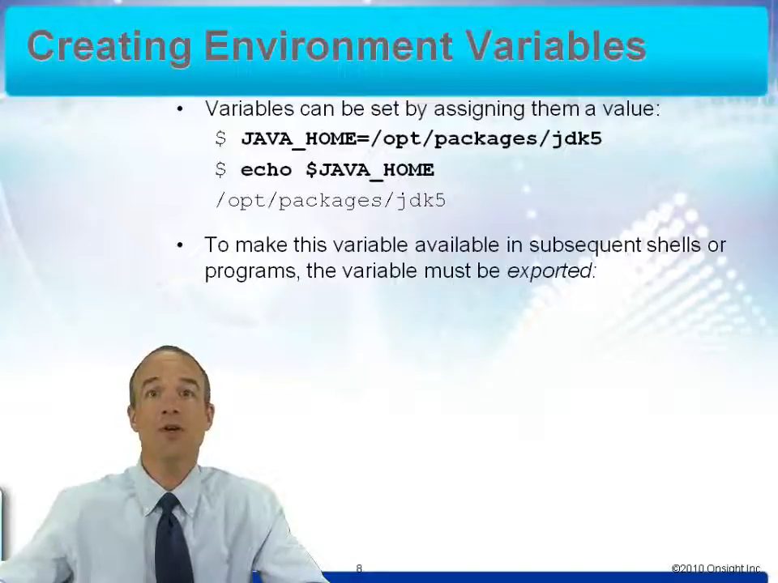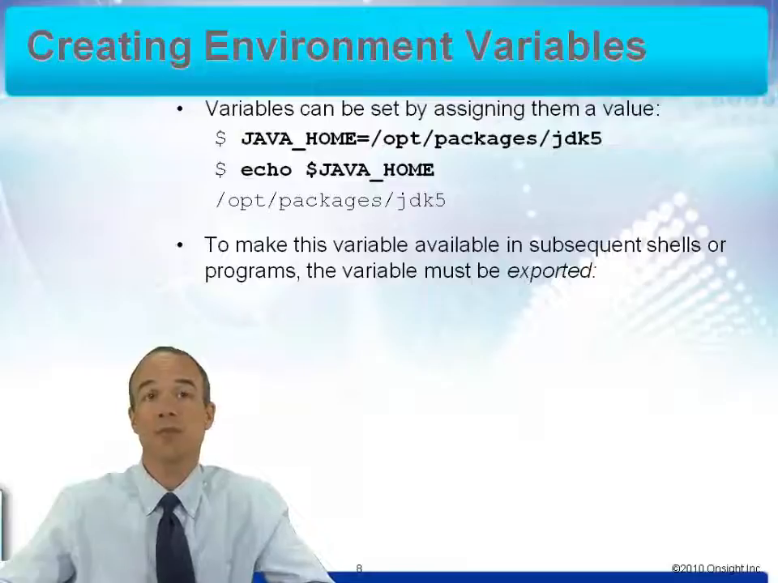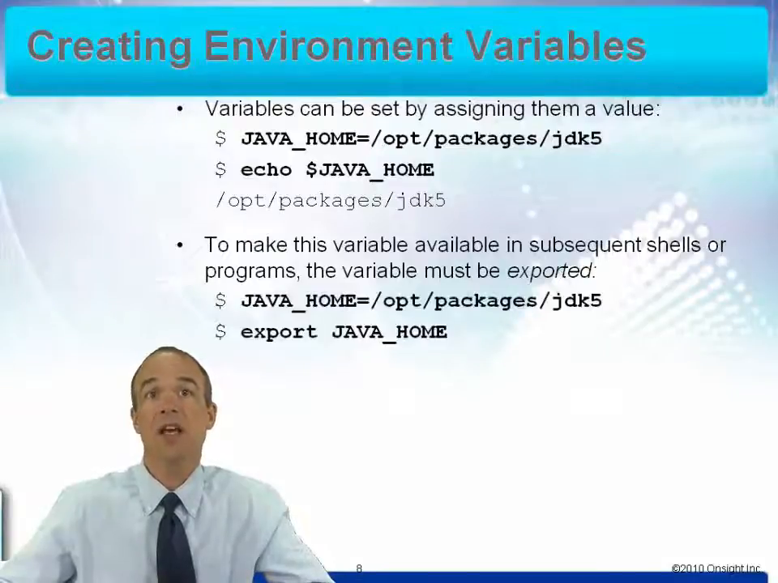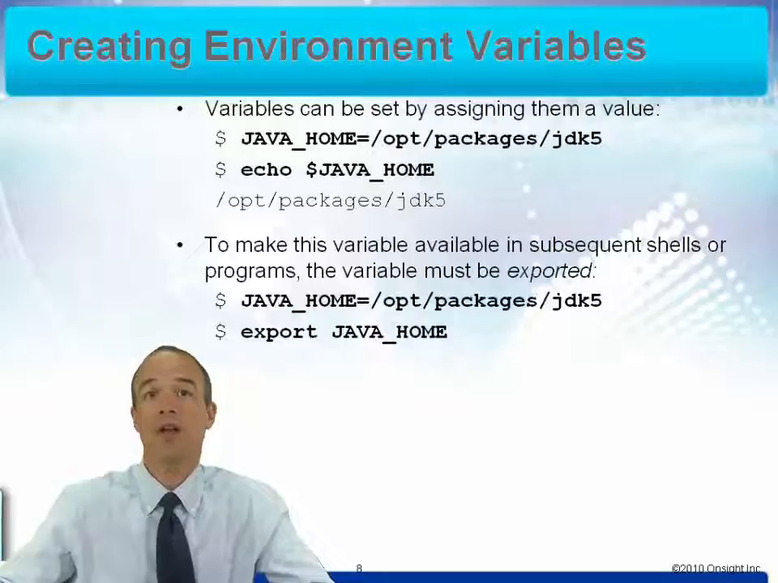Now to make this variable available in subsequent shells or programs, the variable must be what's called exported. Prior to exporting the variable, it's only available in the current shell. But when you export it, that makes it available in the successive shells. And you do that by typing export and then the variable name. That means the shells that are created henceforth will have that variable as well.